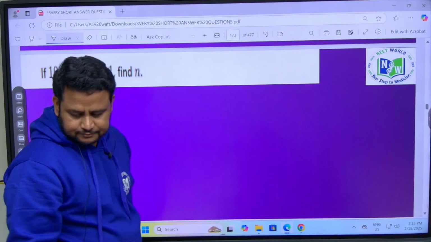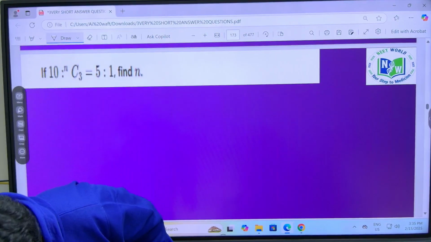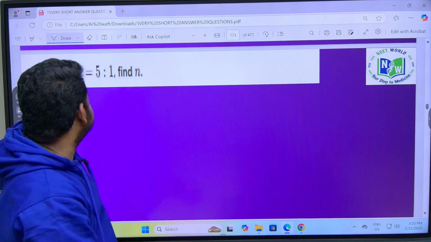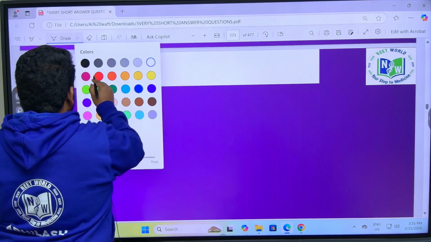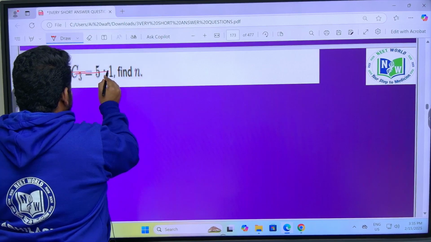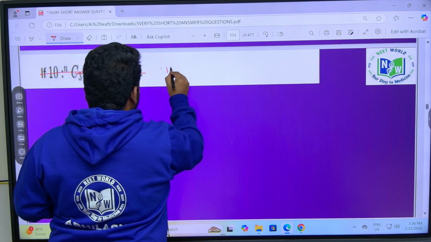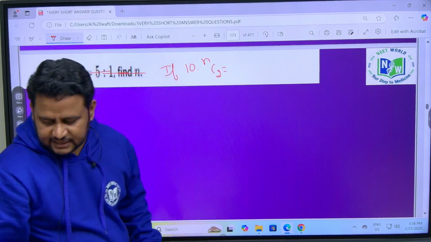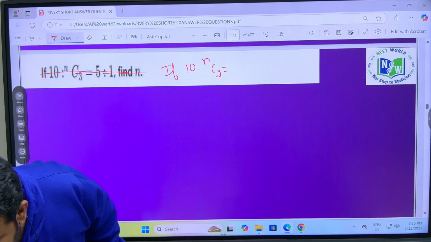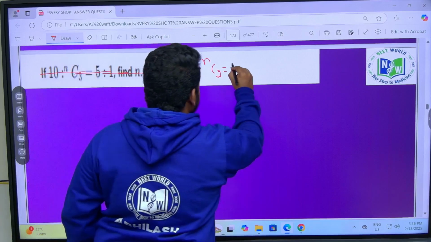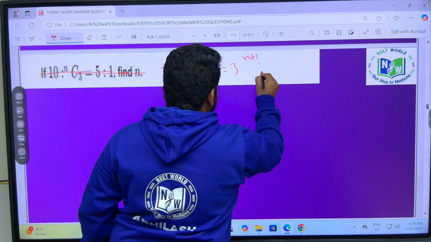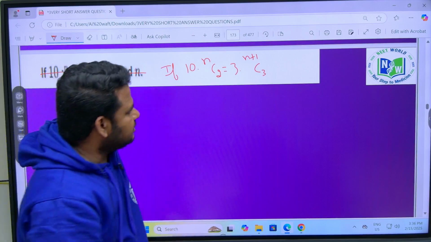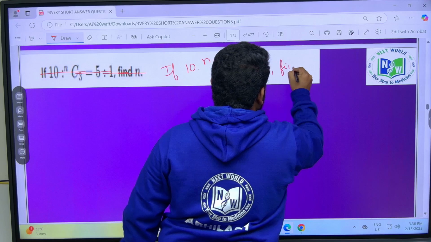Let me check the question again. If 10 into NC2 is equal to 3 times n plus 1. Okay, let me correct this question. If 10 into NC2 is equal to 3 times n plus 1 C3. Okay, so this is about combination, NC2 and n plus 1 C3. They're asking us to find n.